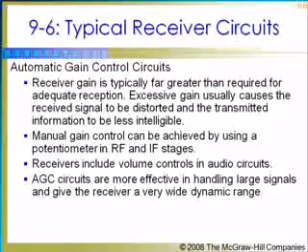The next typical receiver circuit is the AGC, or the automatic gain control circuit. The receiver gain is typically far greater than required for adequate reception. Excessive gain usually causes the received signal to be distorted and the transmitted information to be less intelligible.